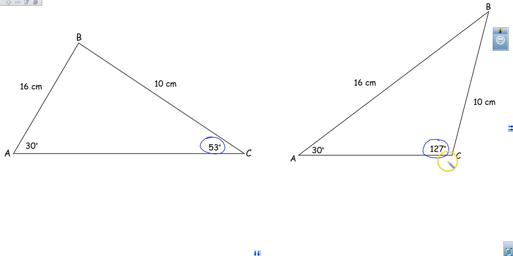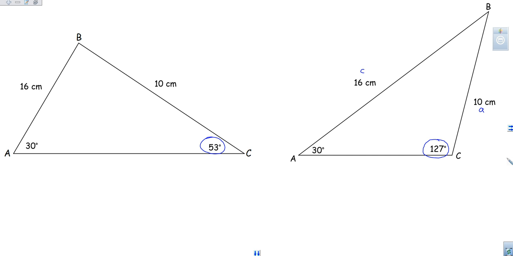So you can see that it's bigger than 90 degrees there. But all the measurements are still in the same place. So side C is still 16 centimeters. Side A is still 10 centimeters. Angle A is 30 degrees. But this is actually still a complete triangle with this 127 degree angle.